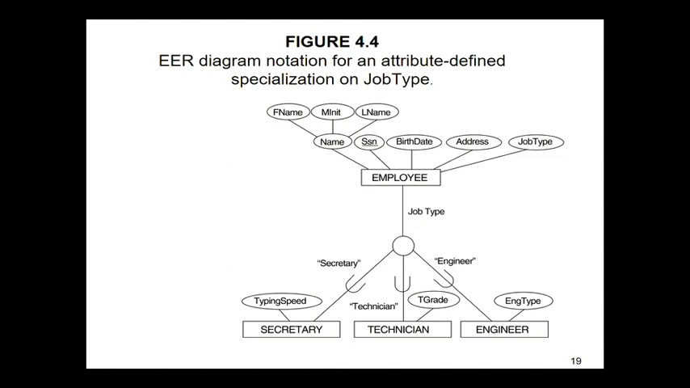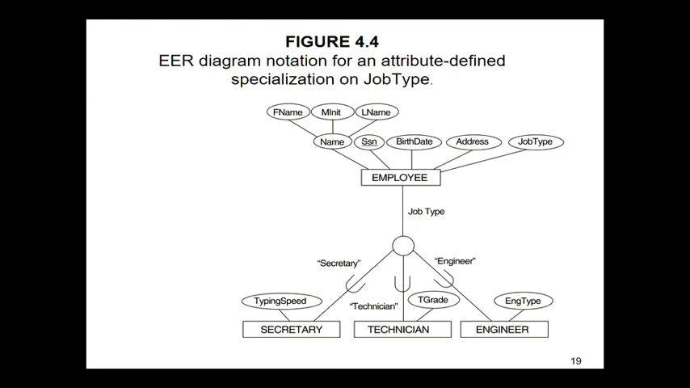But, okay, point is that, right, if this is not the full list, right? So remember we talked about your disjoint, overlapping, do you have partial or total, right? All those kinds of things. So you have to understand what that is. But when we define these things, we know that we want the typing speed for a secretary, we want a technical grade for a technician, and we want to know the type of engineer. That's what we want to know.